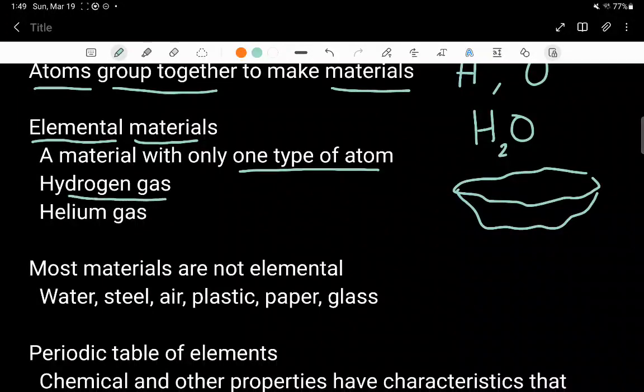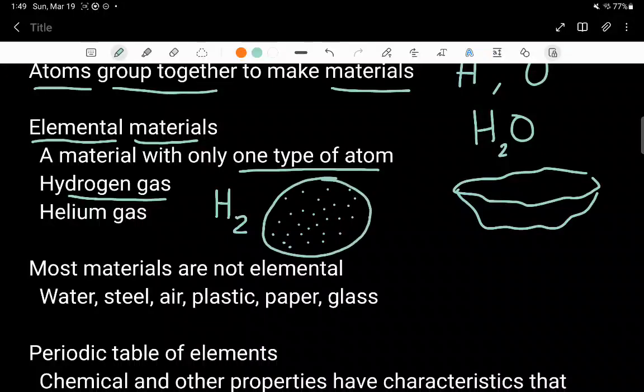Hydrogen gas is a situation where hydrogen atoms actually pair up and make H2 gas molecules. And then you just have a bunch of them together, right? So each of these dots is meant to represent an individual hydrogen gas molecule. And together, they are a substance or material known as hydrogen gas.